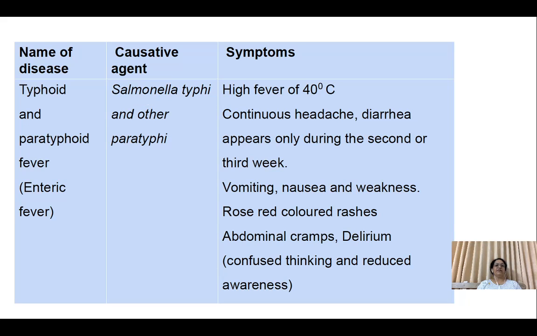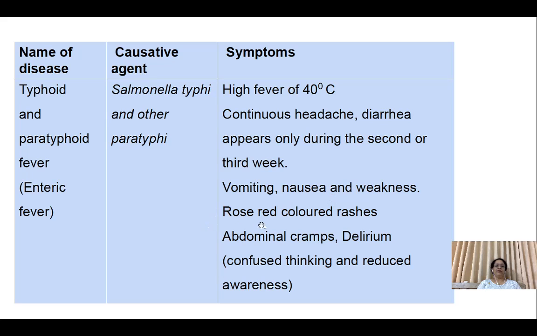This is a gram-negative rod-shaped microorganism and responsible for one severe infection of the gastrointestinal tract where the mortality rate is considerably high. Second to this is paratyphoid fever caused by Salmonella paratyphi A, Salmonella paratyphi B, or Salmonella paratyphi C. There is a high-grade fever up to 40 degrees Celsius with continuous headache, and diarrhea appears only during the second or third week of the disease. There is vomiting, nausea, as well as weakness in the patient.